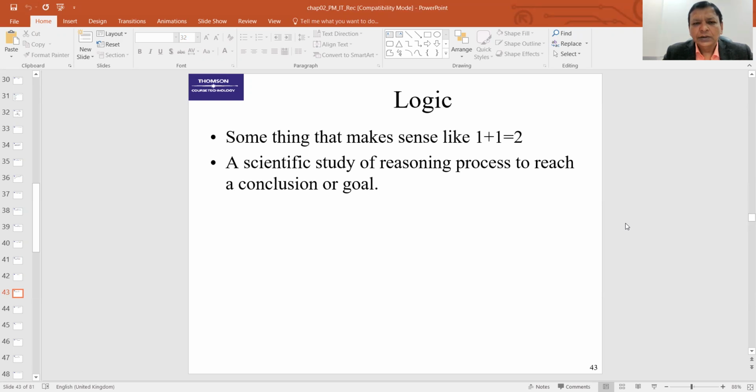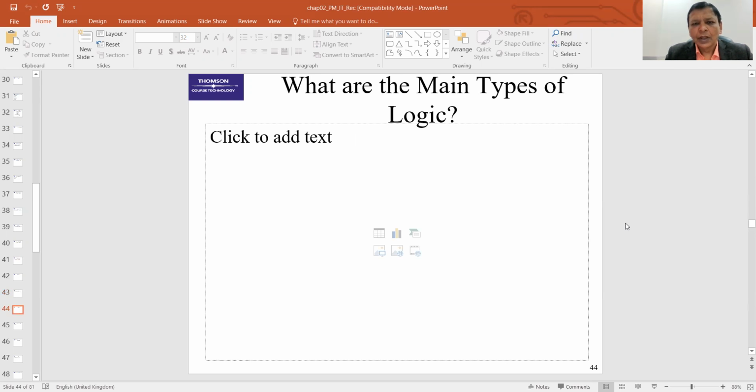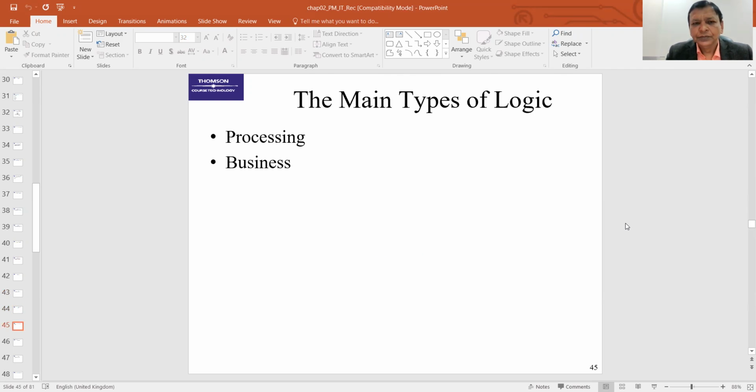Like when I teach to my students, I used analogical reasoning, reason by example. So I always link my topic with some example, like ATM, educational systems, hospital management systems, e-commerce applications. What are the main types of logic? There are many types of logic, but in software, we use 2 main types of logic. We have processing logic and we have business logic.